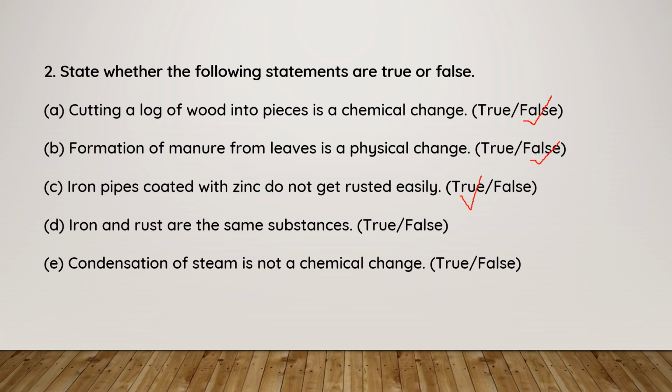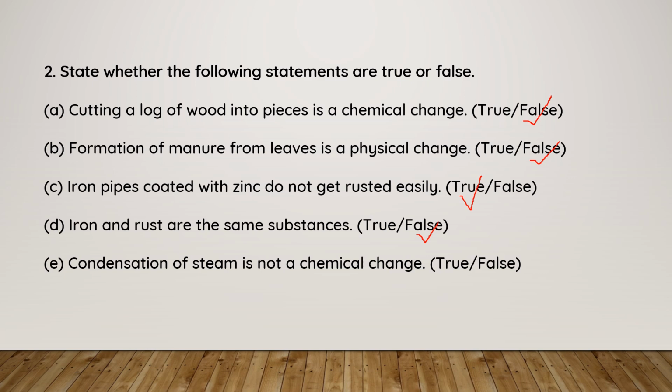Next one, iron and rust are the same substances? No, that statement is false. Iron is Fe and rust is Fe2O3, iron oxide. Iron and rust, that is iron oxide. So those are different substances, not the same substance.